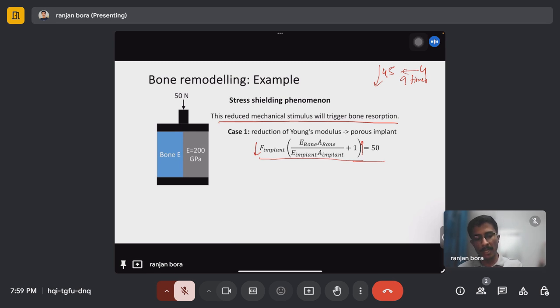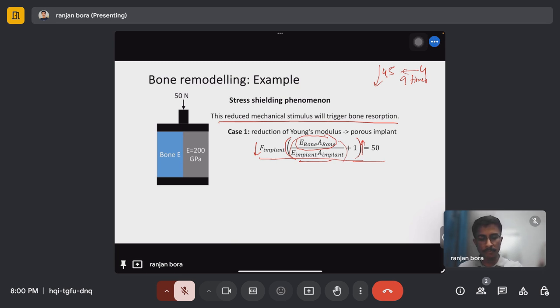So how can we increase this term, the bracket term? To increase that, we need to increase this, because 1 is constant. Again, this numerator term is constant because we cannot do anything to the Young's modulus of bone and the cross-sectional area of bone. It is already there and we can't modify it. So the modifications we can do only to the denominator term. Either we can reduce the Young's modulus or we can reduce the area of cross section of the implant.